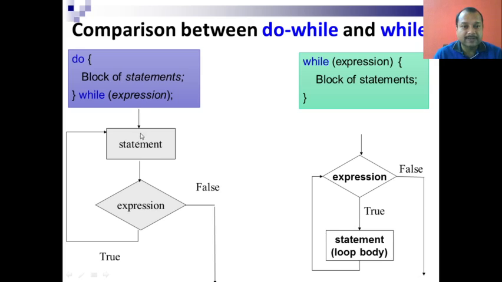Whereas on the left hand side, the statement will be executed first, and after the execution, the expression will be evaluated. If it is true, then it will loop back. If it is false, then it will go out. Now you can see that since we established that the while loop is the same as the for loop, and there is a difference between do while and while loop, then definitely there is a difference between do while loop and for loop also.